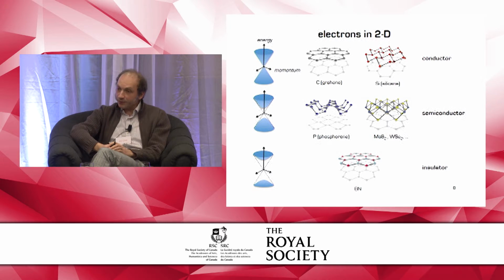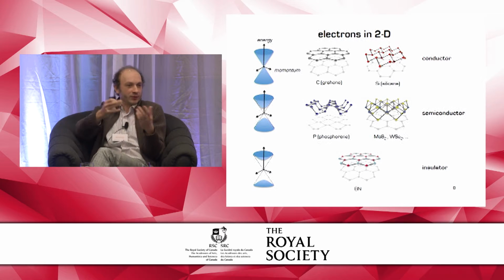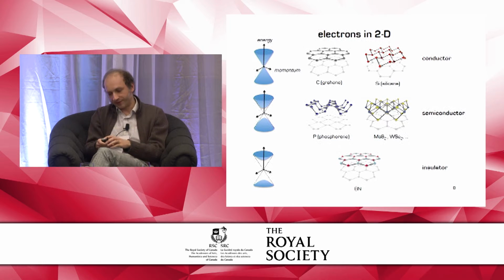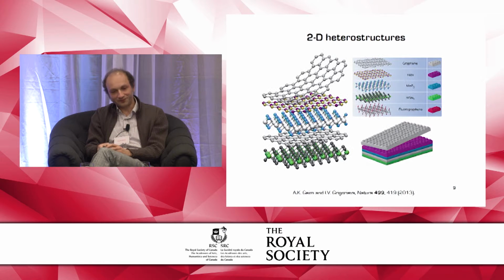Now, for electronics, we actually need conductors, semiconductors, and insulators. And it seems now that we have all 3 of these materials in a 2-dimensional form, which tells us that we should be able to make transistors and any electronic device we can completely out of 2D materials. And so this idea has not escaped attention.